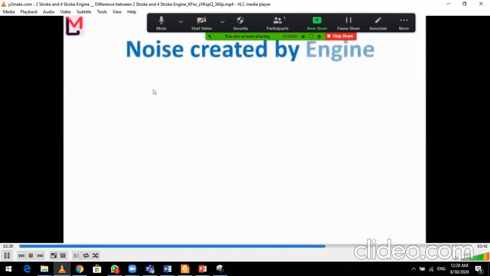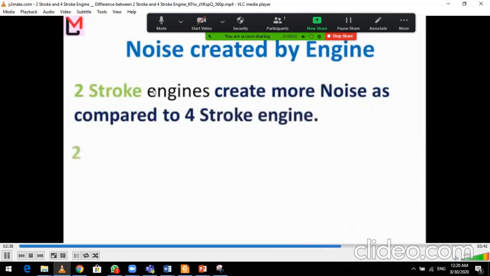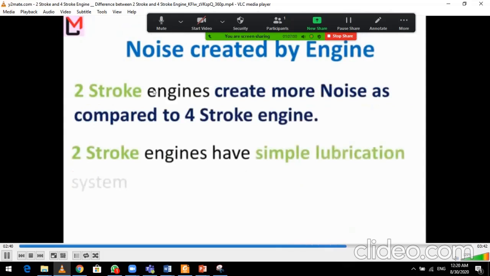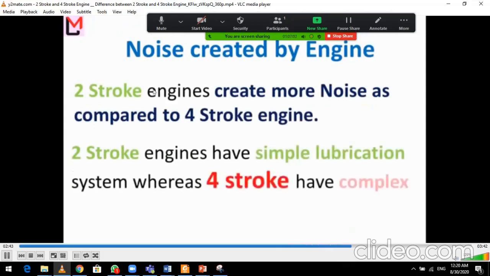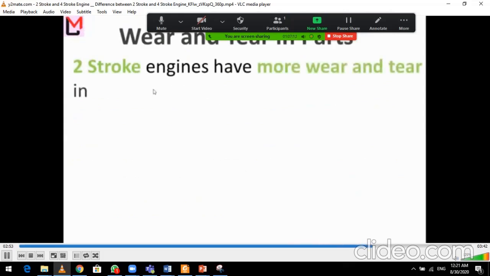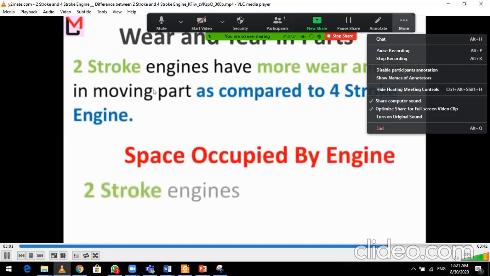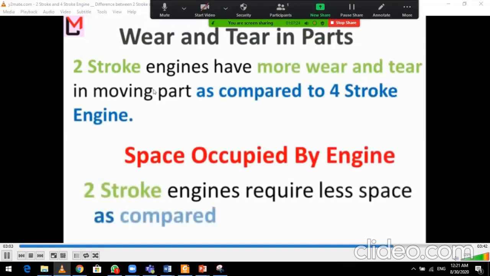Noise created by engine. Two-stroke engines create more noise as compared to four-stroke engine. Two-stroke engines have simple lubrication system whereas four-strokes have complex lubrication system. Wear and tear in parts. Two-stroke engines have more wear and tear in moving part as compared to four-stroke engine. Space occupied by engine. Two-stroke engines require less space as compared to four-stroke engine.